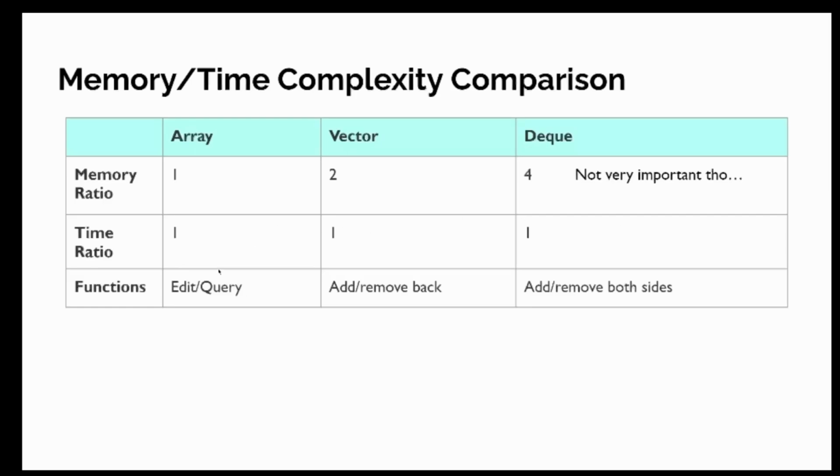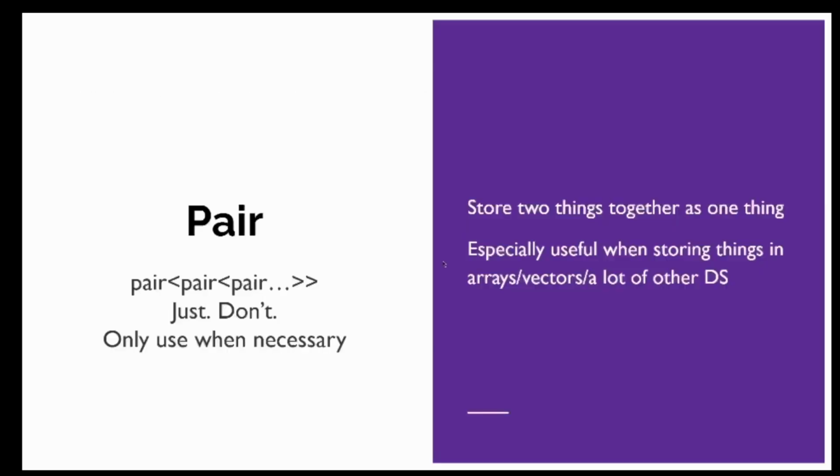And functions, you can edit or query an array. Query means, let's say you want to find out what's at index 5 of an array, right? You can do that. A vector, you can add/remove elements from the back. For a DQ, you can add/remove elements from both sides. And for all of these, you can also edit/query the elements inside.